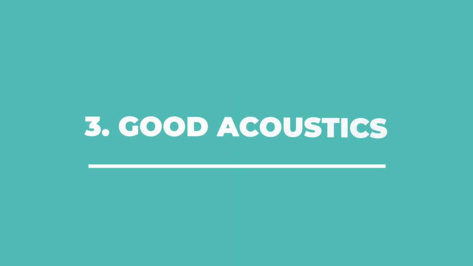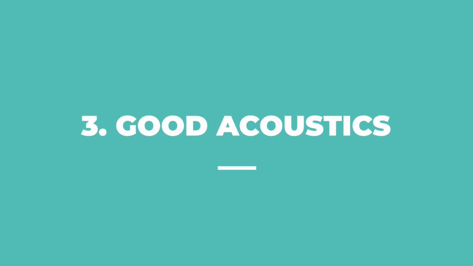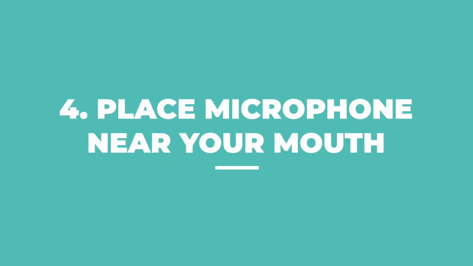Number 3, be in a place with good acoustics. Like in my office, it's a pretty small space with carpet on the floor that helps dampen the sound. Compared to if you're in a room with hard floor and tile, do you hear that echoey sound? Doesn't sound too good. And number 4, aim the microphone near your mouth. This way it'll pick up your voice a lot better. And since we're talking about microphones, let's get right into my very budget-friendly microphone recommendations.